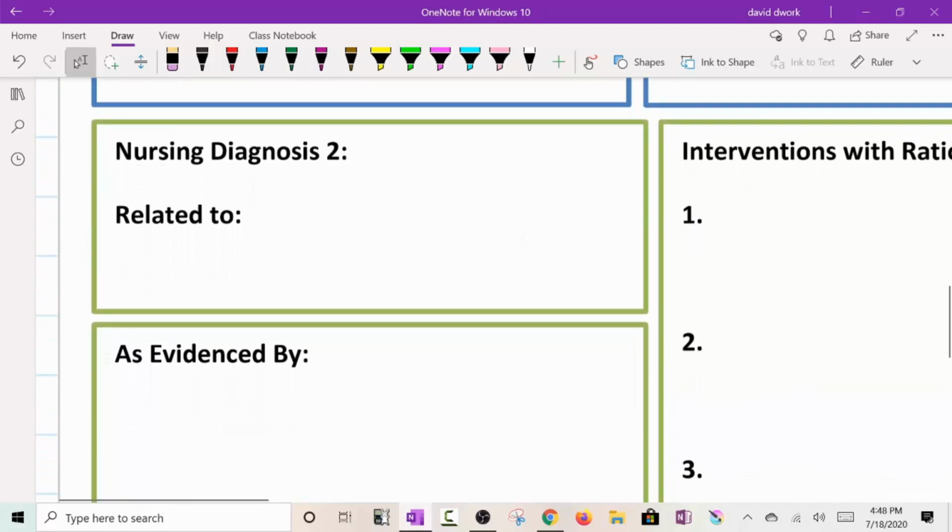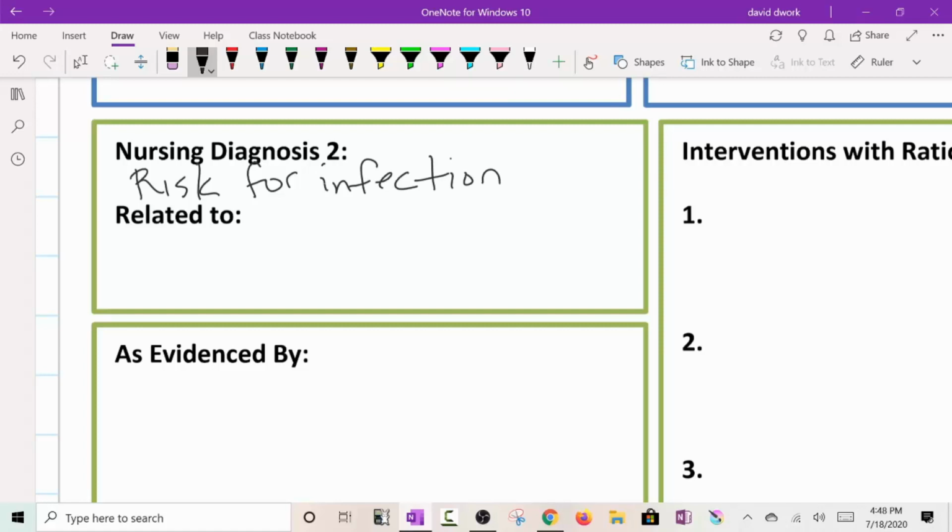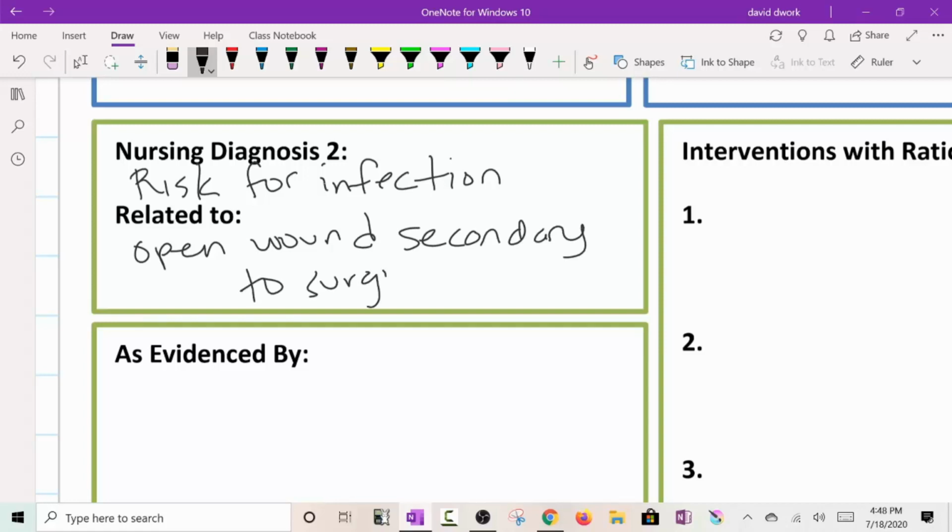Okay. So what we're going to do then is go to our nursing diagnosis 2, and we're going to write the next one. Let's do our risk for. So we're going to do risk for infection related to open wound. We could even write secondary to surgical procedure.